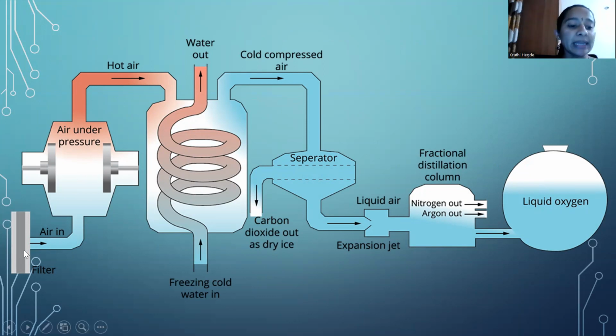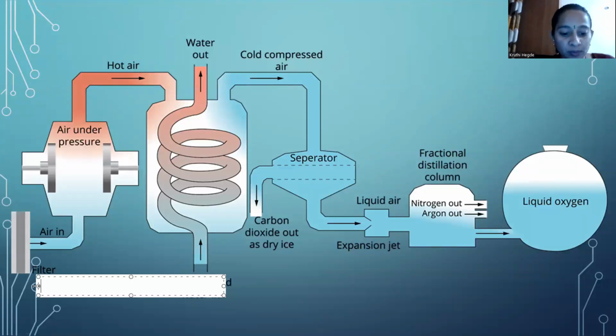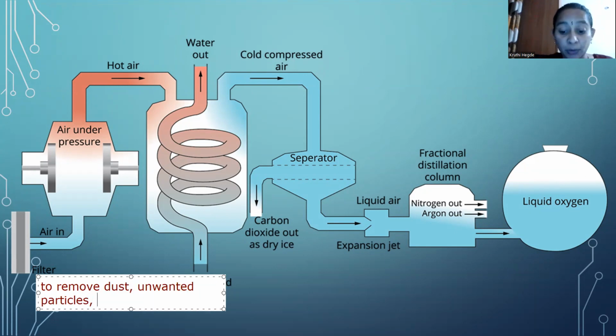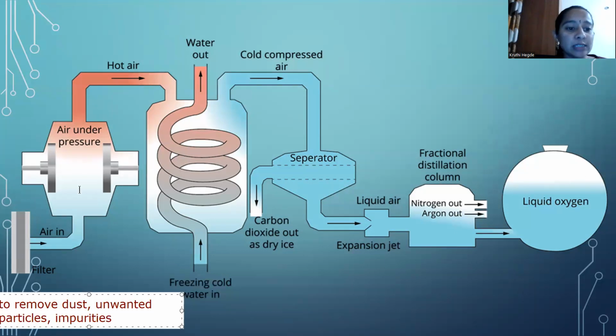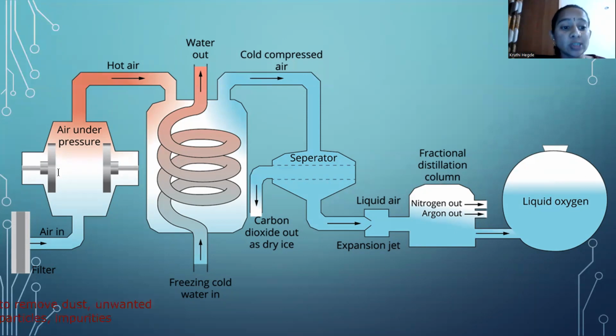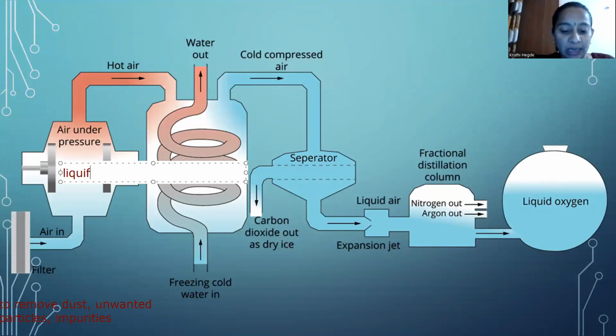Here you can see air is initially filtered. Why does air have to be filtered? Initially, air has to be filtered to remove dust or unwanted particles. Unwanted particles or any impurities that are present in the air have to be removed. So filtration is done in the beginning. Later on, air is passed under high pressure. Under high pressure, when air is passed, it is slowly converted to liquid. So we are liquefying air here.